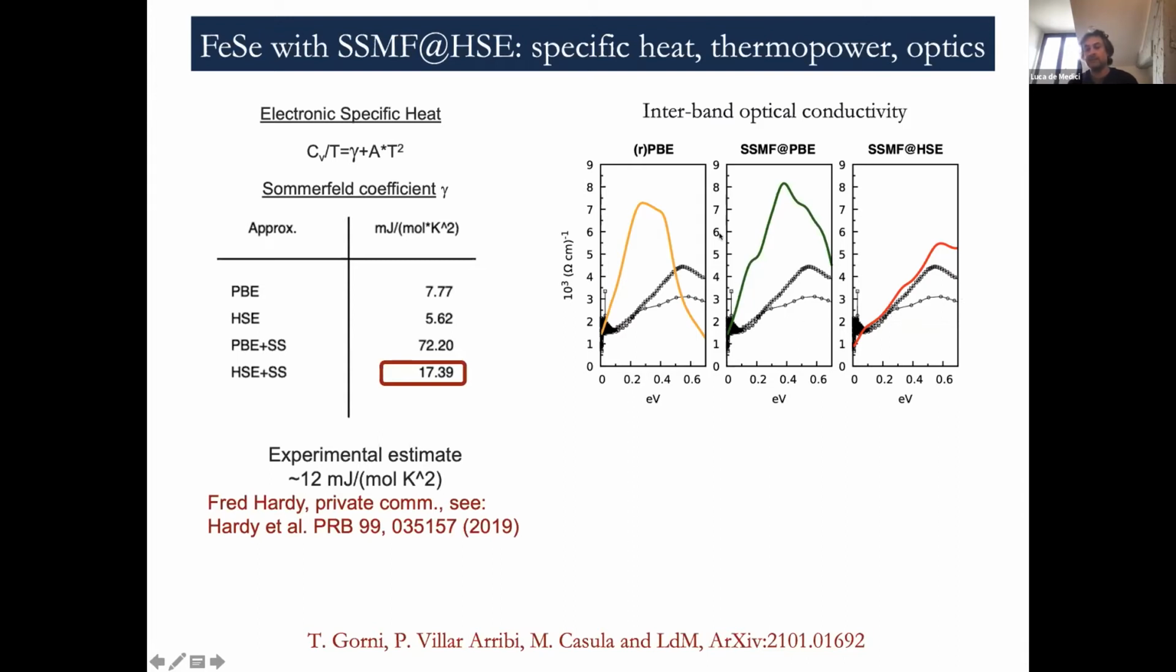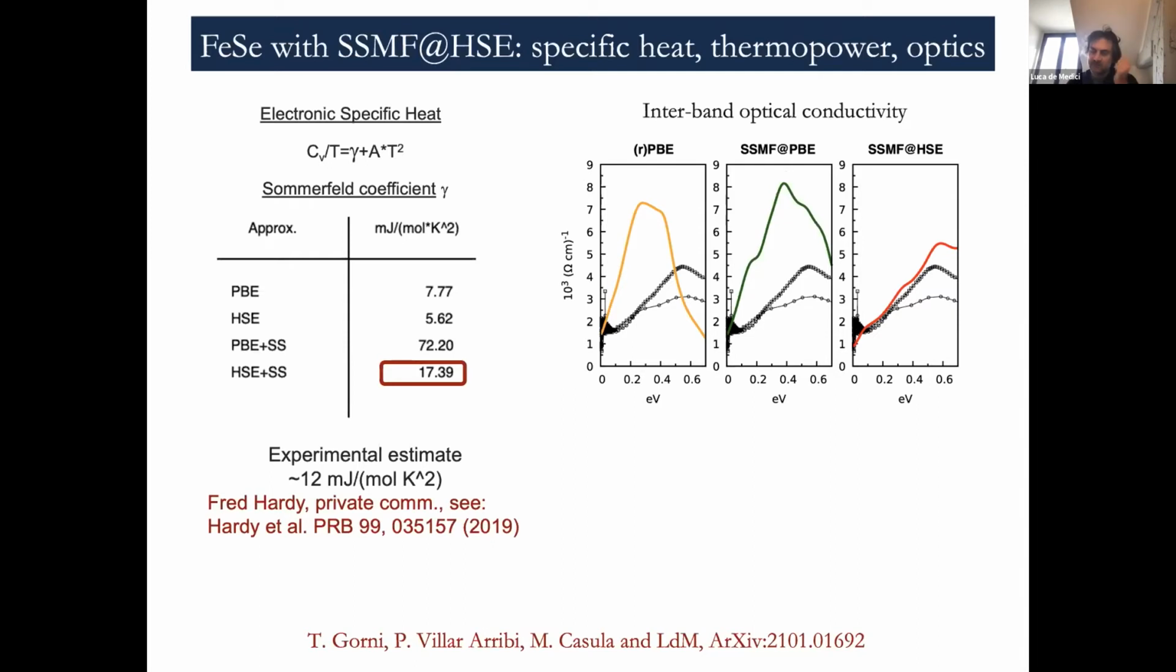And you see the renormalized PBE is really off. The slave spins on PBE are still pretty off, and slave spins on top of hybrid functionals give a very nice agreement both of the features in energy and the overall magnitude of the spectrum.